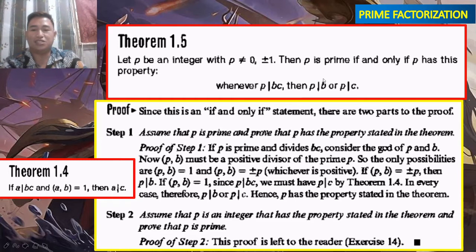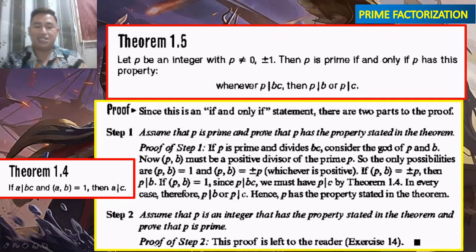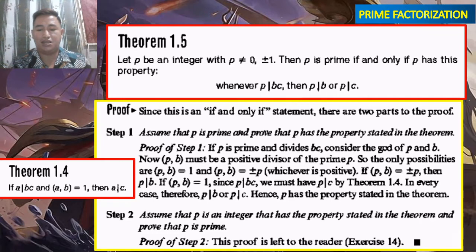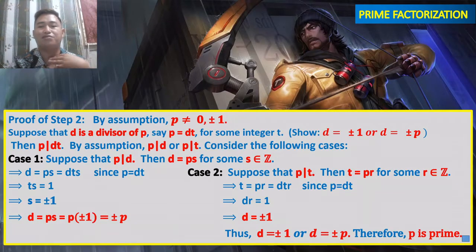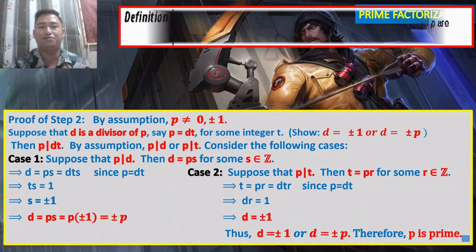Step 2. Earlier we supposed that P has this property; now show that P is prime. Okay, proof of step 2. This proof is left to the reader. Joke only. So this is what we will prove, class.